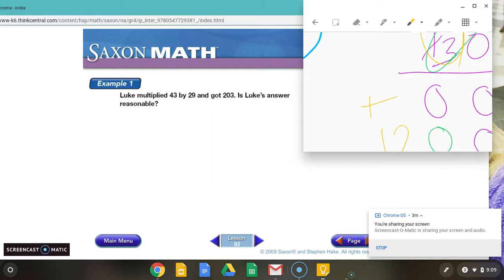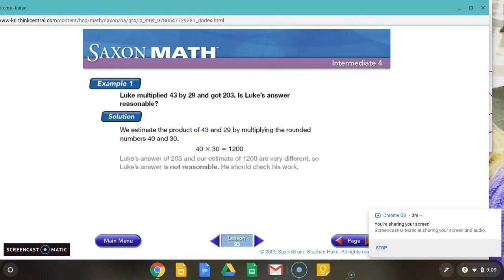Okay, so let's go back to what Luke said. Luke said he got about 203. So is his answer reasonable? No. Remember, I like to think about these as money. $200, is that close to $1,200? $1,200 is over 1,000. And then there's $200. They are not comparable. They are not anywhere close. So his answer is not reasonable. That doesn't make any sense.